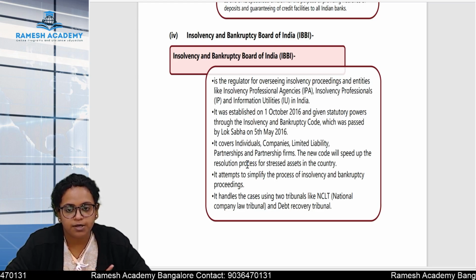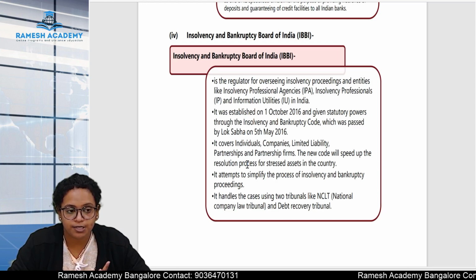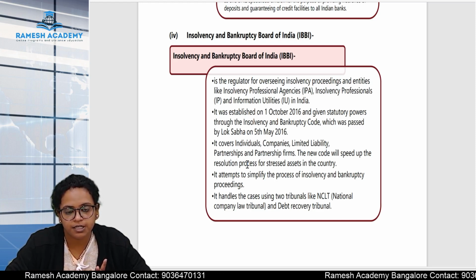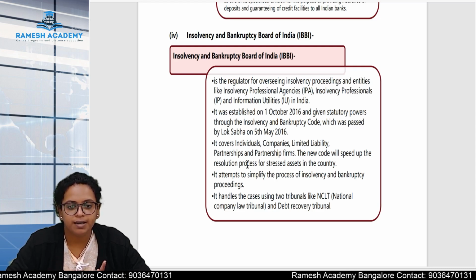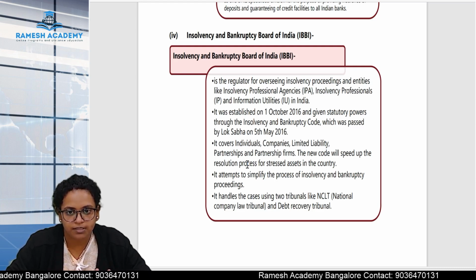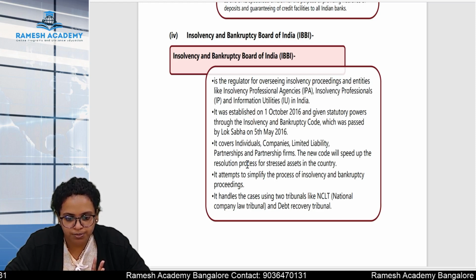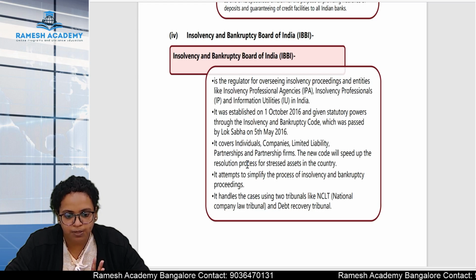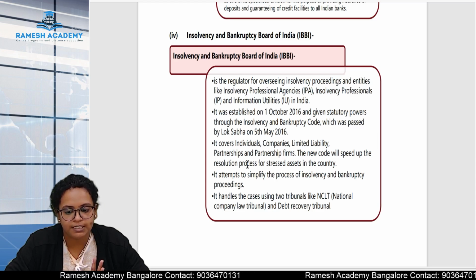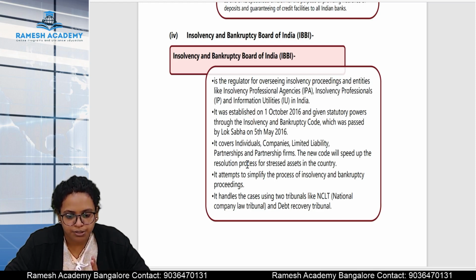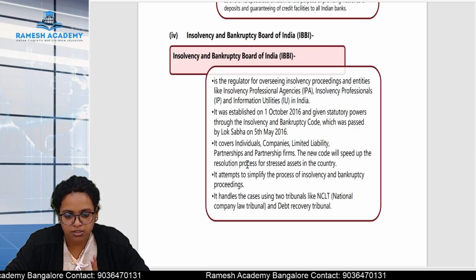Then this also takes care of insolvency professionals. Just like your chartered accountant is taken care of by ICAI, and CS is taken care of by ICSI, insolvency is also taken care of by the Insolvency and Bankruptcy Board of India. It was established on 1st October 2016 and given statutory powers through the Insolvency and Bankruptcy Code, which was passed by the Lok Sabha on 5th May 2016. It covers individuals, companies, LLPs, and partnership firms. The new code will speed up the resolution process for stressed assets in the country.